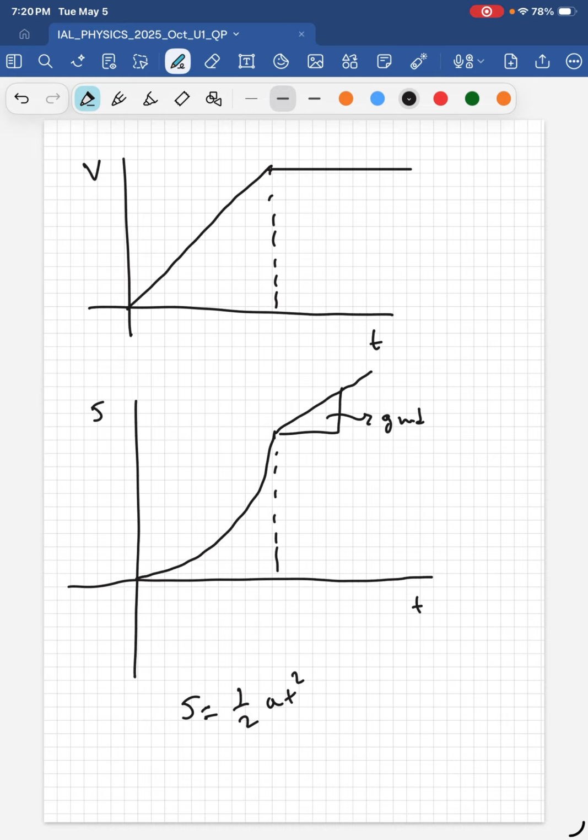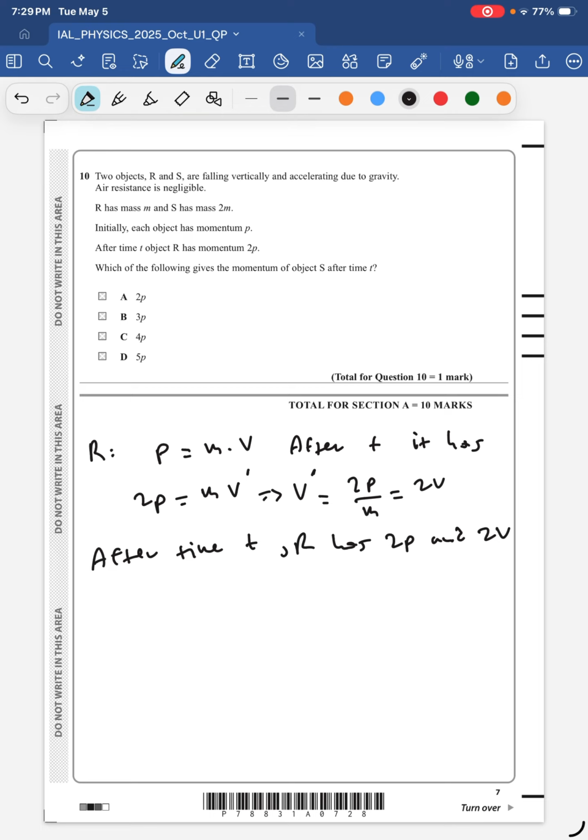So the velocity pretty much doubles, right? So we can write that this is equal to v prime. So 2p is m times v prime. So v prime, the new velocity, is going to be 2p over m, which is simply 2v. So after time t, R has momentum 2p and 2v is the velocity. So its velocity changed by v in falling through the gravitational field.